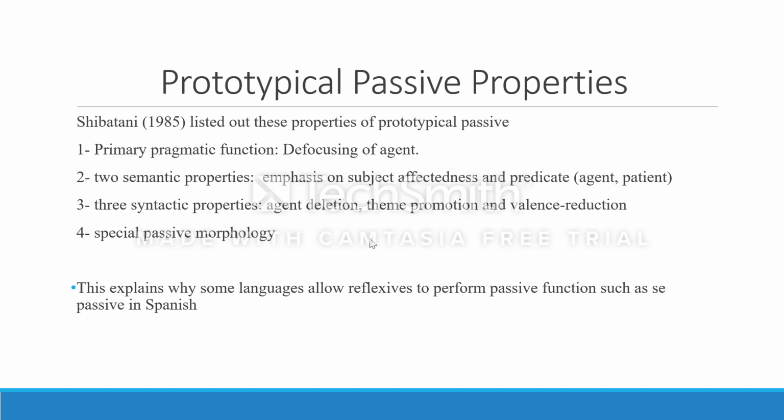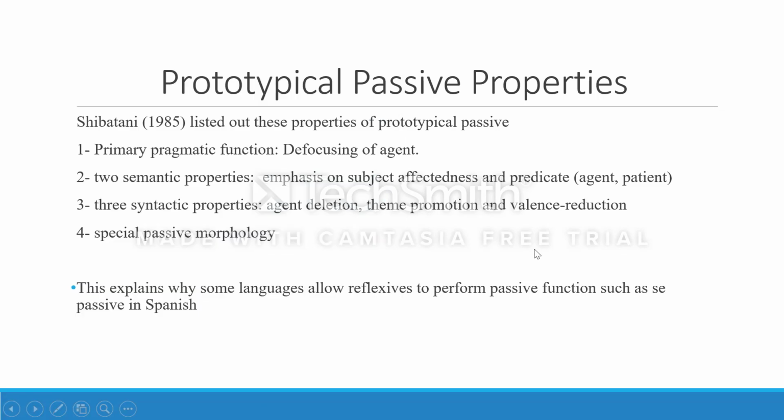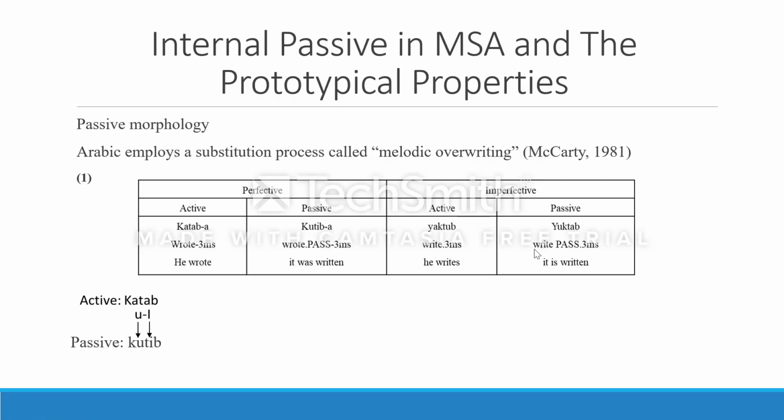Modern Standard Arabic uses two constructions to express passive. One is internal passive, which is the older construction, and the other is the periphrastic passive, which I will be talking about in a while. So I'll talk about internal passive in Modern Standard Arabic a bit, and then I'll compare it to the prototypical properties as suggested by Shibatani, 1985.